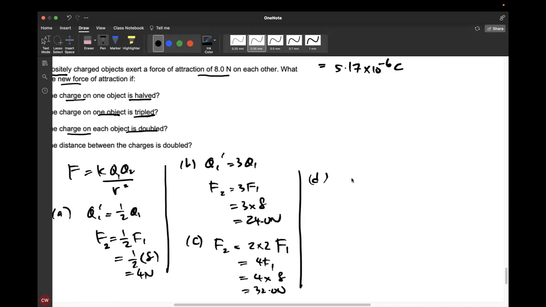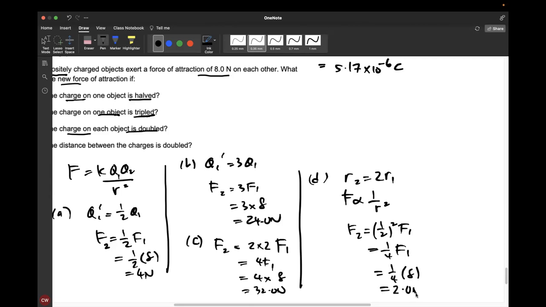What if the distance is double? This one is an inverse law. If the distance is double, then the force will be 1 over 2 squared, which is 1/4 of the original force. So it's 1 over 4 of 8. So it becomes 2 Newton.